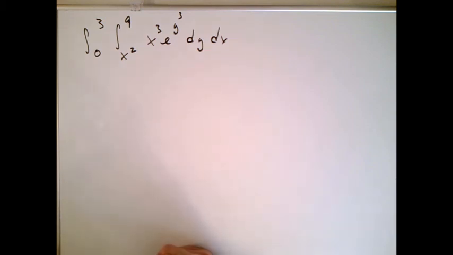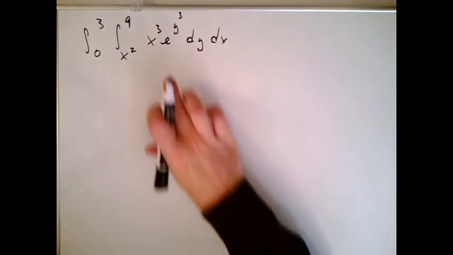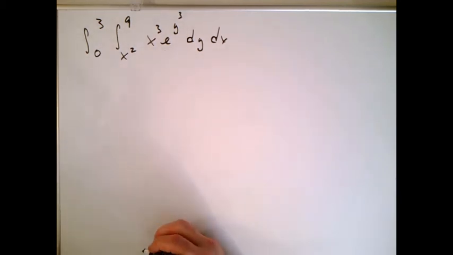Let's evaluate the integral from 0 to 3, from x squared to 9, of x cubed e to the y cubed dy dx. Now normally we like to just start from the inside and start taking the antiderivative. But we know from Calc 2 that e to the y cubed does not have a nice antiderivative, so we can't do it that way. The standard procedure here is to try to reverse the order of integration and then try again.